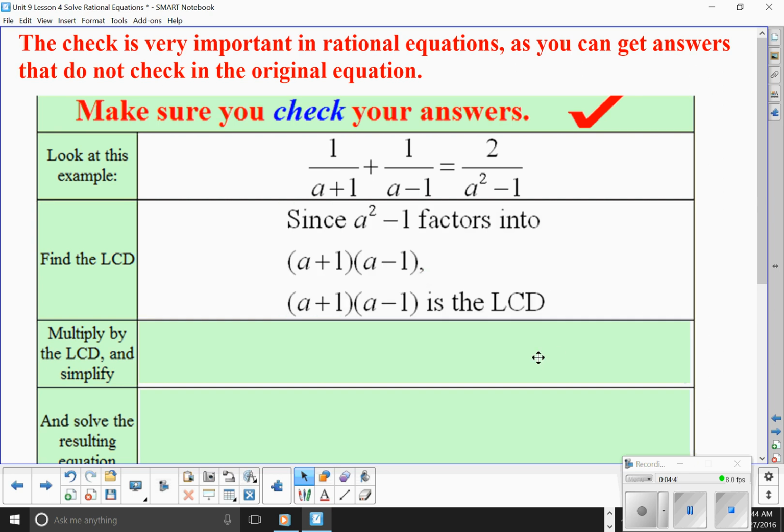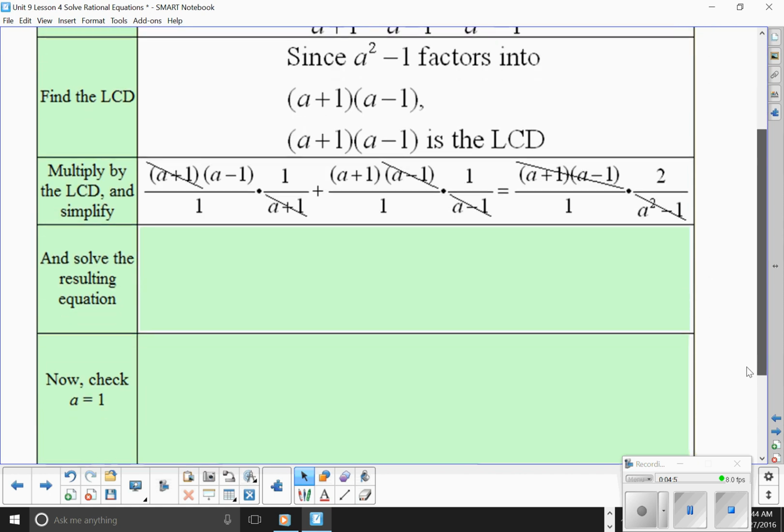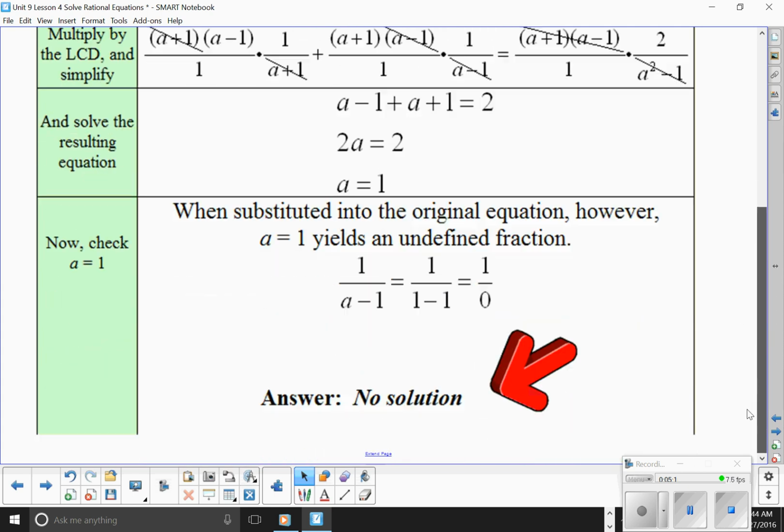Now, I'm going to multiply both sides by the LCD, canceling where I can cancel, or simplifying. That leaves me with a minus 1 plus a plus 1 equals 2. 2a equals 2, a equals 1. Hooray! Now if I check, well, when substituted into the original equation, a equals 1 yields an undefined fraction. Whoa. Therefore, there's no solution.